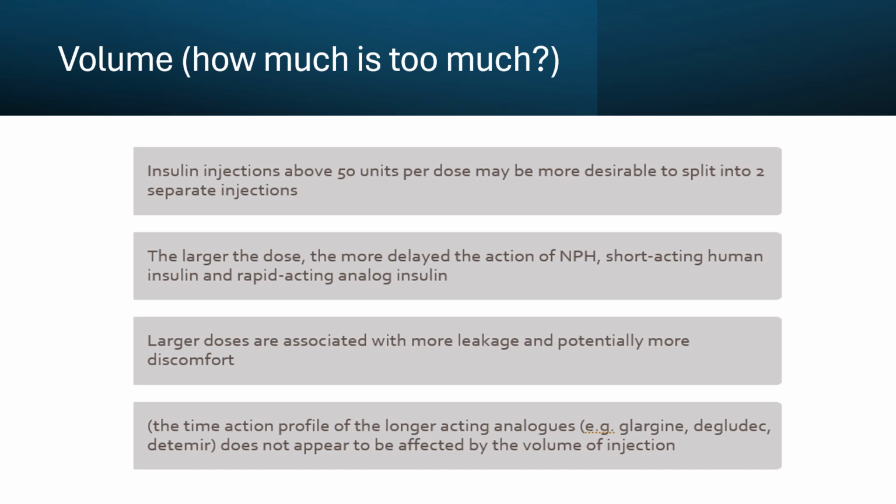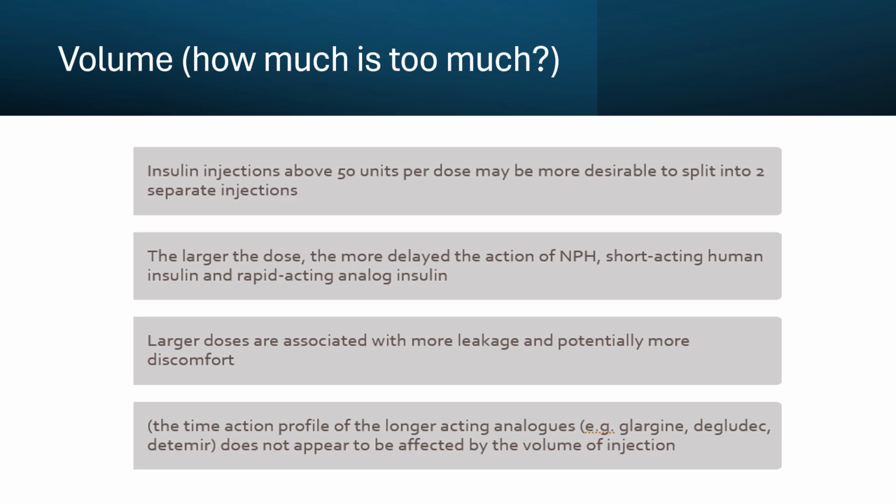So the larger the dose, the more delayed the action of NPH or the Rs and Torontos and rapid acting. The more volume you put in, the more it is not all taken up, and it can delay the time action profile. We may want to split some of these doses when we're getting into these higher volumes. And also, it's not very comfortable. There's more leakage and potentially more discomfort of putting a large volume in such a small space.